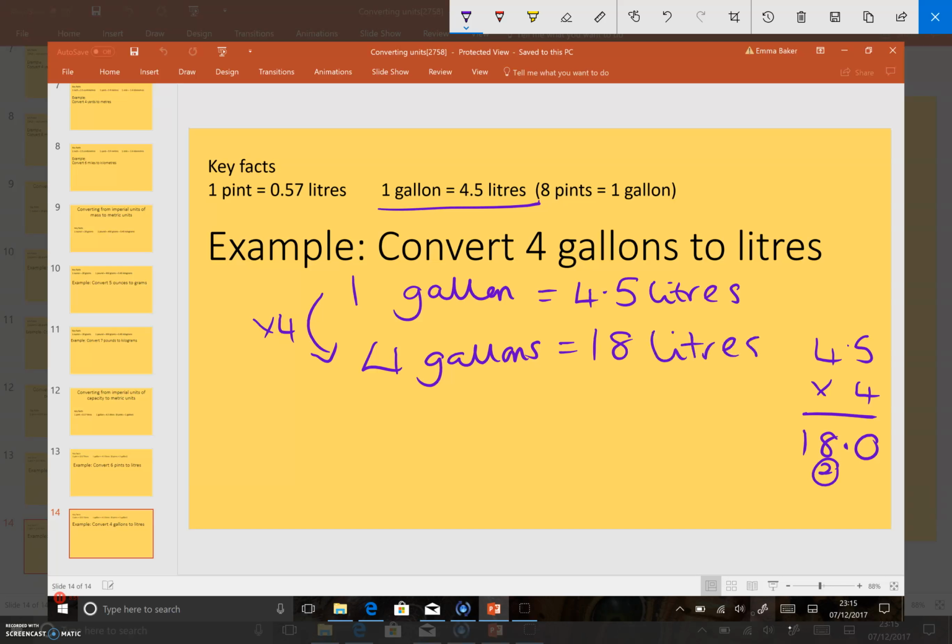Okay, there we are. So if you're stuck on any questions, now you can just rewind and find an example that's similar to yours, and you can refer to your notes as well.